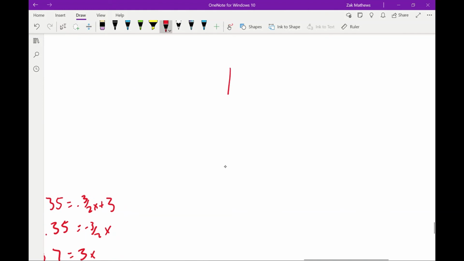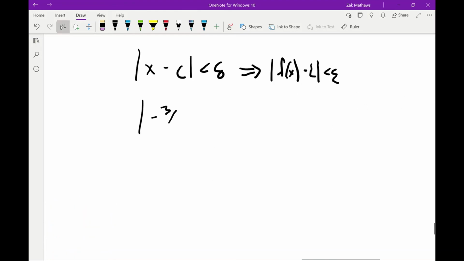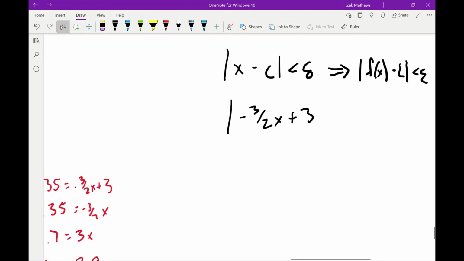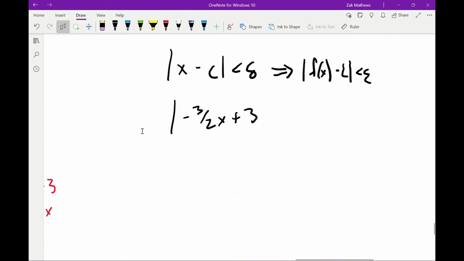Remember, what we're trying to show is that absolute value of x minus c less than delta implies that the absolute value of f of x minus L is less than epsilon. So actually what we want to do, we want to prove this, so why don't we start there? I take my function, -3 halves x plus 3, remember that was the function, and I want to subtract off the L, which is 7.5. I'm going to set that less than the epsilon of 0.15.